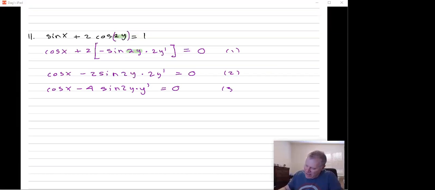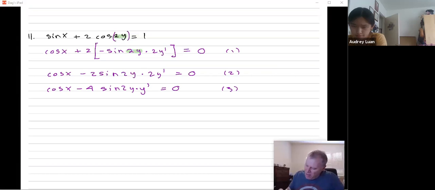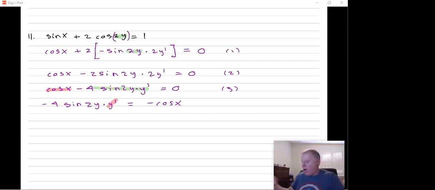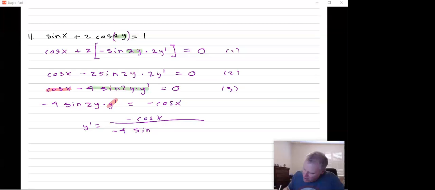Okay, let's go from there. I want to leave this on this side, and then I want to take this piece right here in red and move it to the other side. So I get negative 4 sine of 2y times y prime equals negative cosine x. And then my last step is going to be to divide everything that's not y prime onto the other side. So I get y prime equals negative cosine x all over negative 4 sine of 2y.